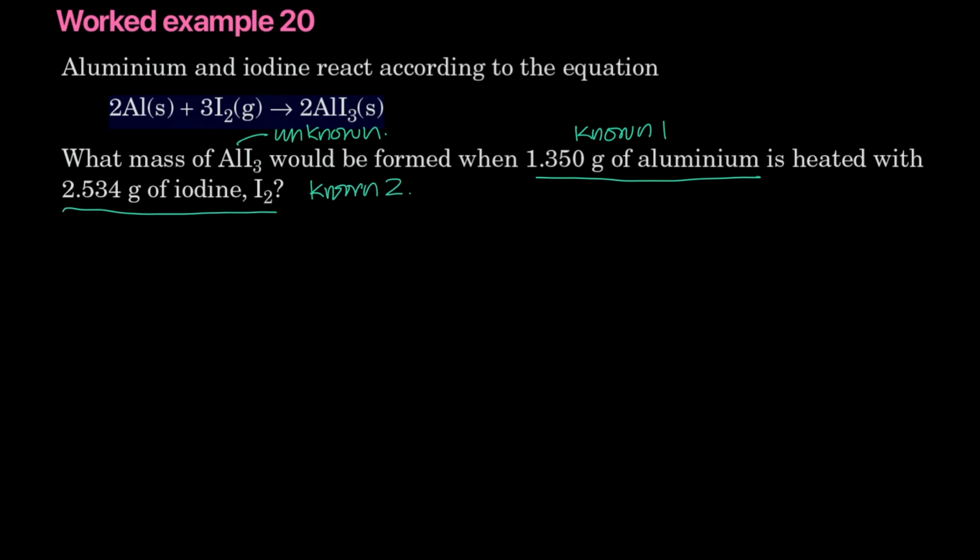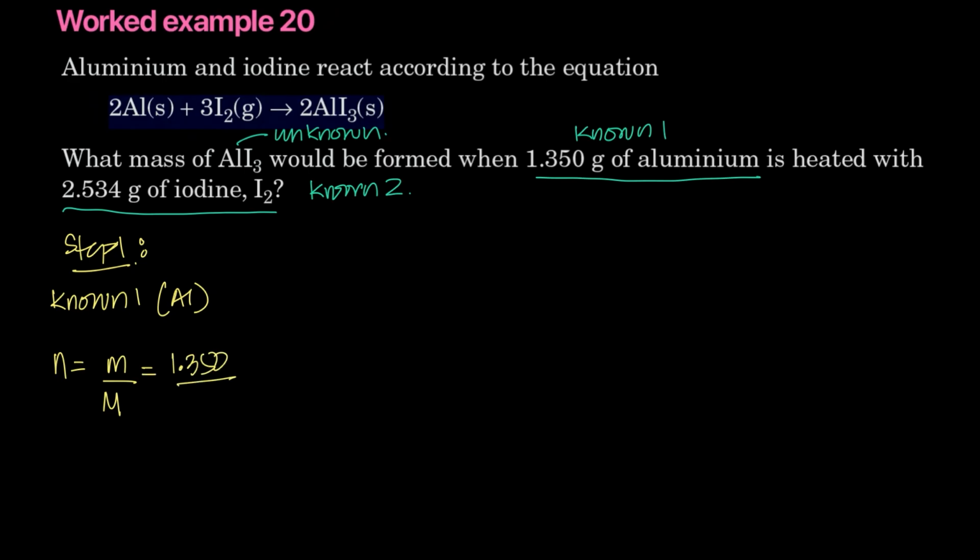First of all, step 1, convert both the knowns into moles. You cannot do this without converting them into moles. So you have to convert known 1 into moles and known 2. Known 1 is aluminum, and I've written that there. Number of moles is mass over molar mass. Mass is 1.35, over molar mass is 27, which is the MR, which gives you 0.05 moles. All right.